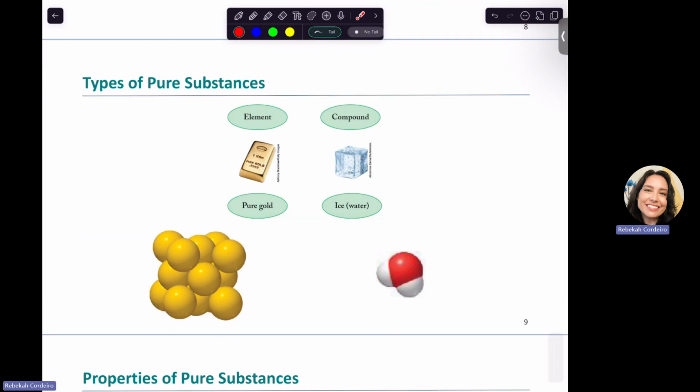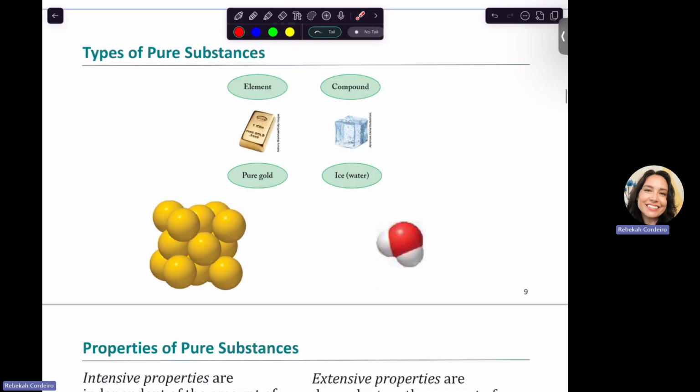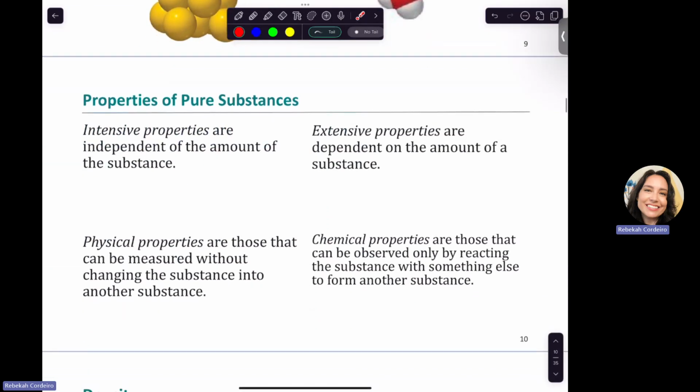So again, pure substances, elements, or compounds. Properties of pure substances are intensive or extensive. Intensive, it doesn't matter how much you have. Extensive, it matters how much you have.